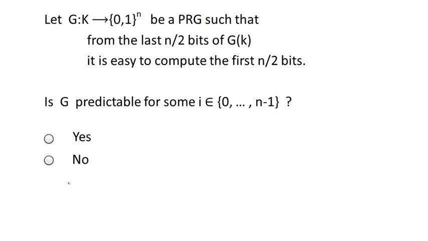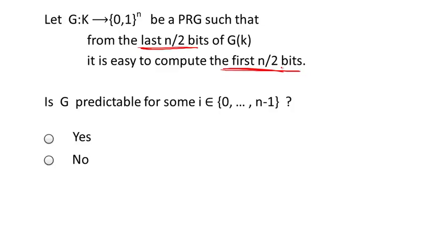So let me ask you the following question. Suppose I give you a generator, and I tell you that given the last n bits of the output, it's easy to compute the first n bits of the output. That's the opposite of predictability, right? Predictability meant given the first bits, you can produce the next bits. Here, given the last bits, you can produce the first ones. And my question to you: does that mean that the generator is predictable? Can you somehow, from this fact, still build a predictor for this generator?